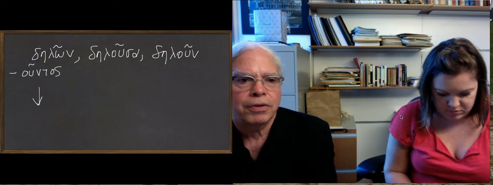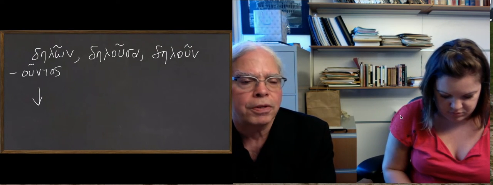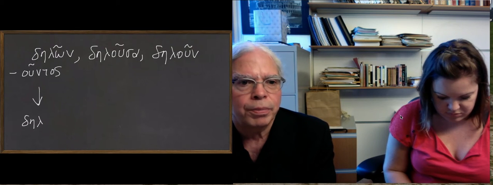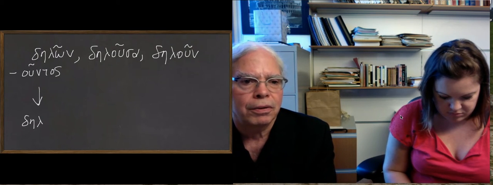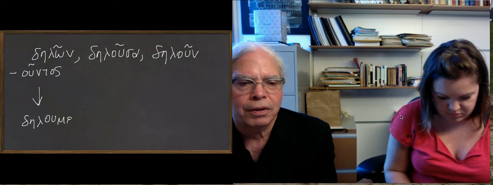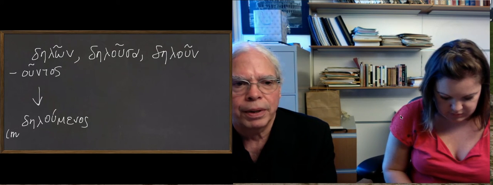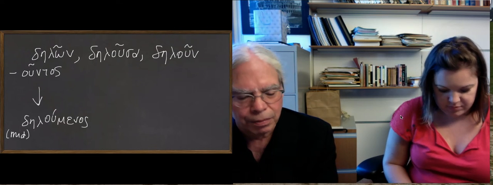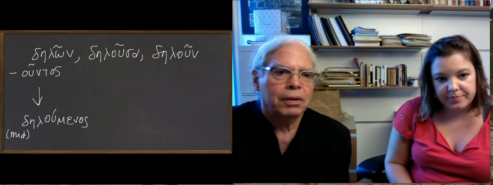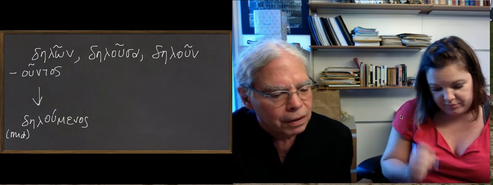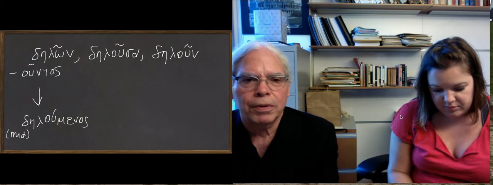The middle participle is going to be delumenos, delumene, delumenon, O-U, and then the iota on the U, delumenos, delumene, and so forth. That's the middle participle.